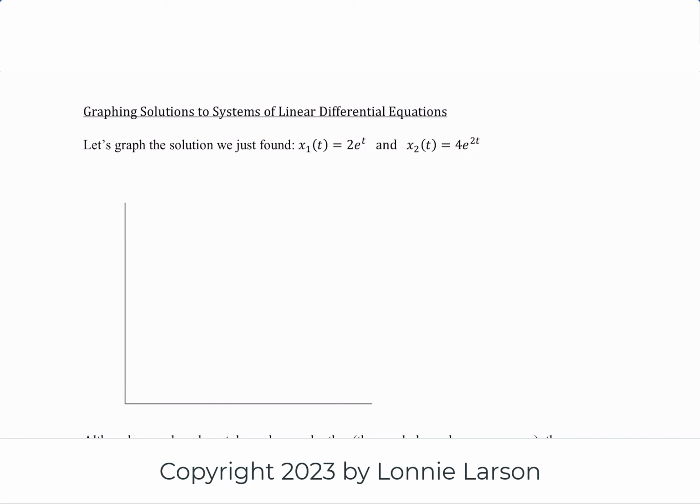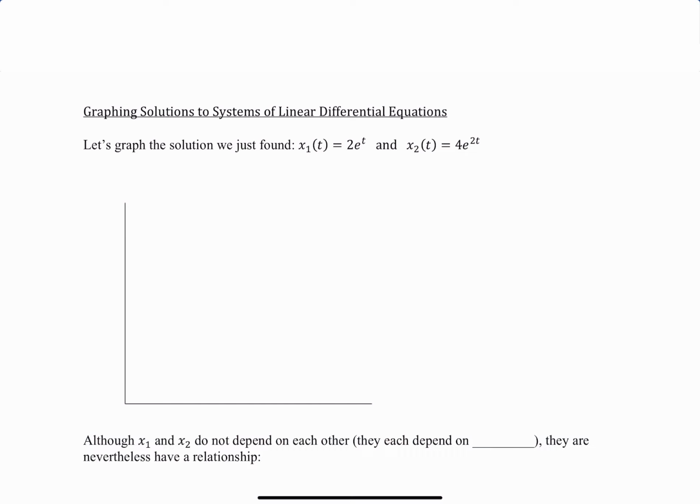We're now going to talk about graphing solutions to systems of linear differential equations. And here's where we need to be clear about dependent versus independent variables. We're going to have the horizontal axis be for t, because that is our independent variable. And as usual, we will have the vertical axis be for our dependent variable, x. Let's get some values in here.